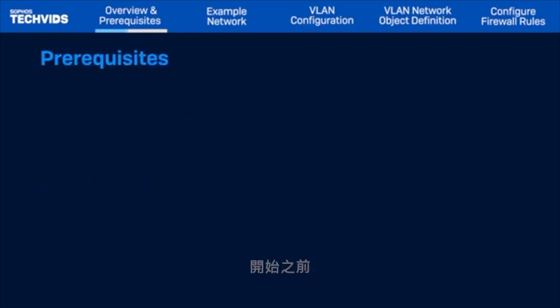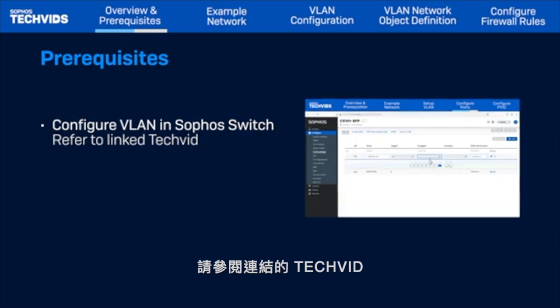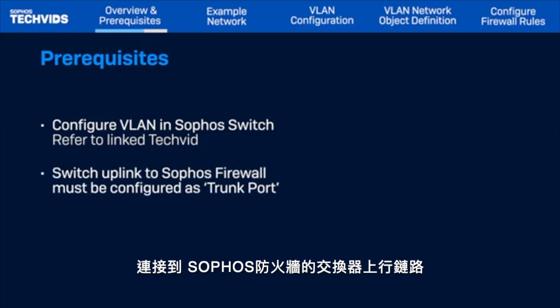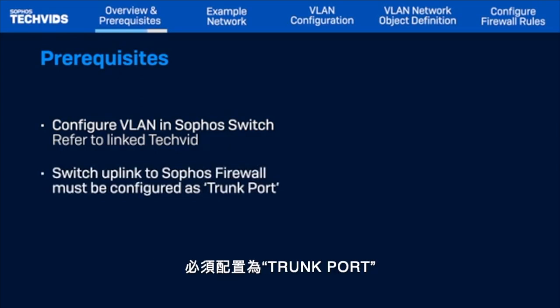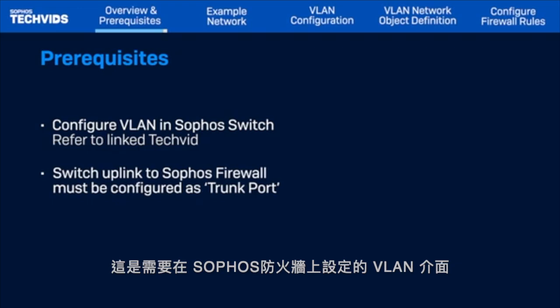Before you begin, you'll need to configure your VLAN in Sophos switch. Refer to the linked tech vid that outlines these steps in detail. In addition, the switch uplink connected to Sophos Firewall must be configured as the trunk port, which allows VLANs to pass through and reach its VLAN default gateway. This is the VLAN interface that needs to be configured on Sophos Firewall.